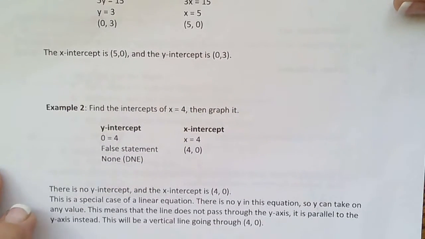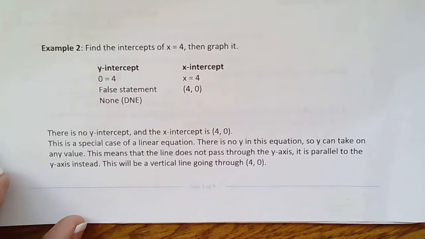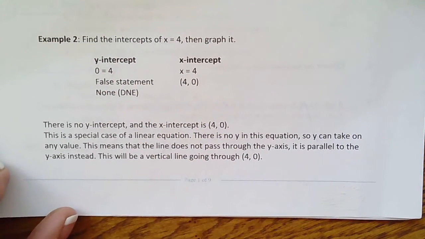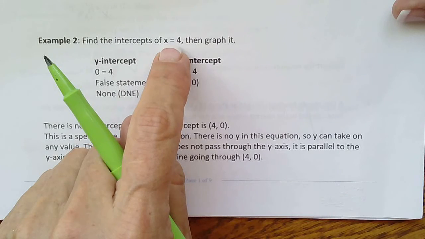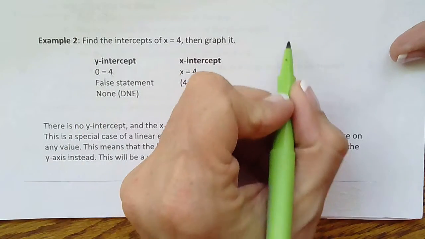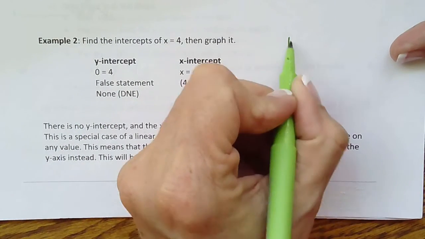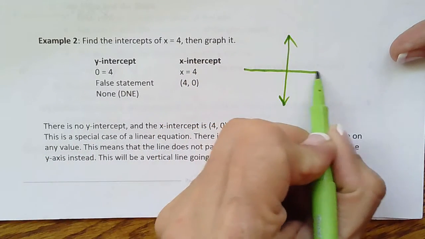So when we have x equals 4, and they ask us to find the intercepts, back in Module 6 I told you, okay, first thing you should notice is this is a special case. It doesn't have an x and a y. So I told you to get the answers from the graph. There's no need to do all that algebra because you can get it right from the graph.